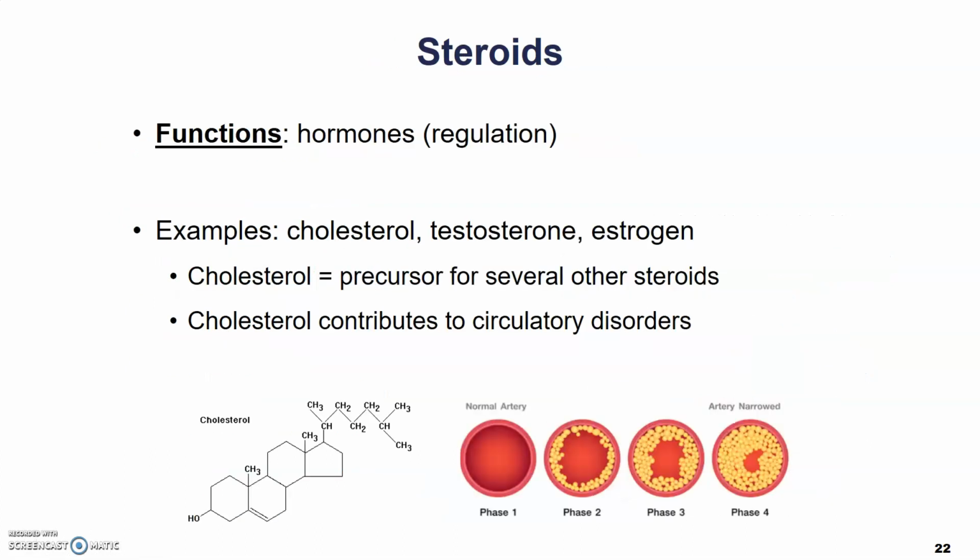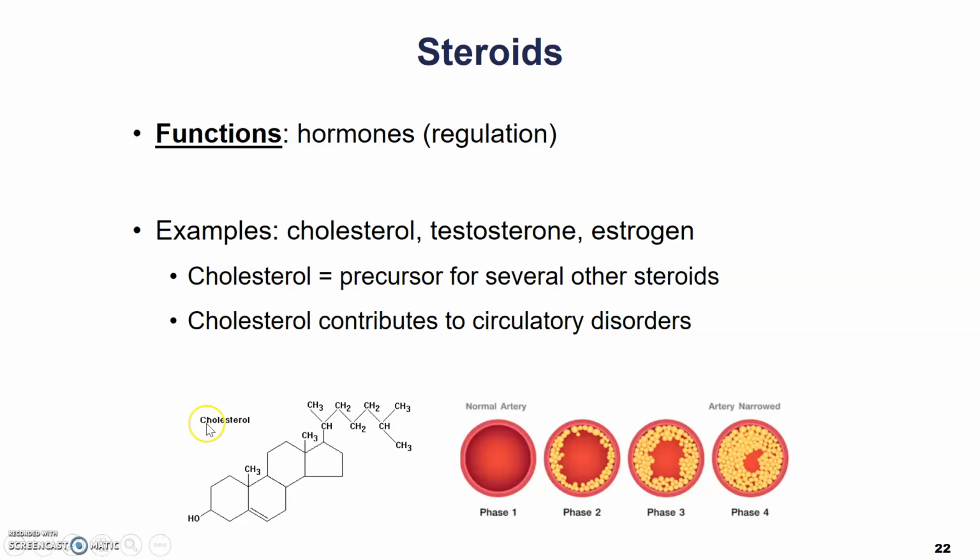In addition to providing structure, there's a group of lipids called the steroids that can function as hormones or regulators of different functions in the body. One example of a steroid is cholesterol. The sex hormones, testosterone and estrogen, are also steroids. And cholesterol can actually serve as the precursor, or kind of the beginning step, to make several other steroids.